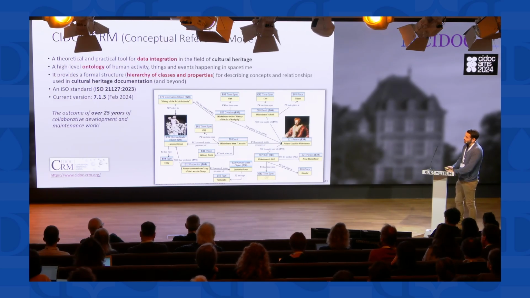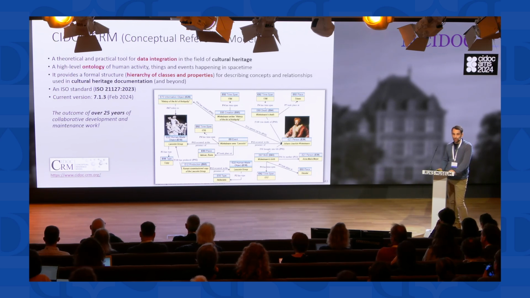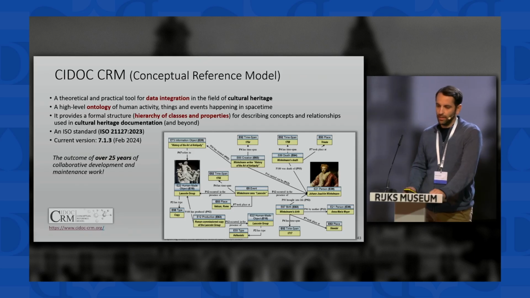Just a few words. It's a theoretical and practical tool for data integration in the field of cultural heritage. It is actually a high-level event-centric ontology which provides a hierarchy of classes and properties for describing cultural heritage information. It is an ISO standard. Also, last year, there was a new version of the ISO standard. And the current community version is 7.1.3 as of February this year. And most importantly, it is the outcome of more than 25 years of collaborative development and maintenance work, from the special interest group of CIDOC CRM, in which I think more than 40 organizations participate.